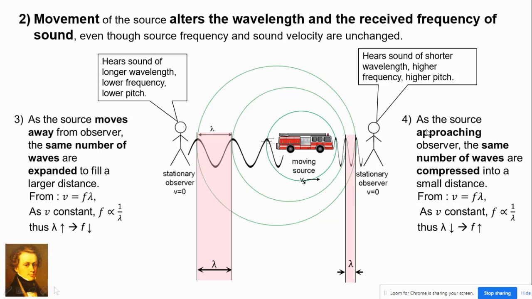As the sound source approaches the observer, the same number of waves are compressed into a smaller distance. So according to the same formula, v = fλ, when v is constant, frequency is inversely proportional to wavelength. So as the wavelength decreases, frequency will increase. So the observer will hear sound of shorter wavelength but higher frequency and higher pitch.